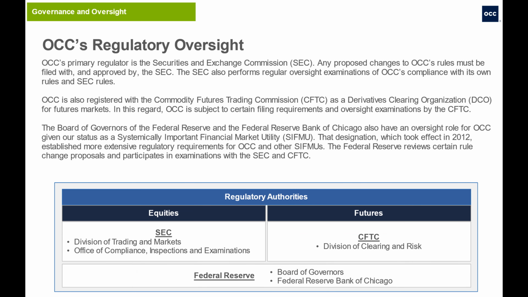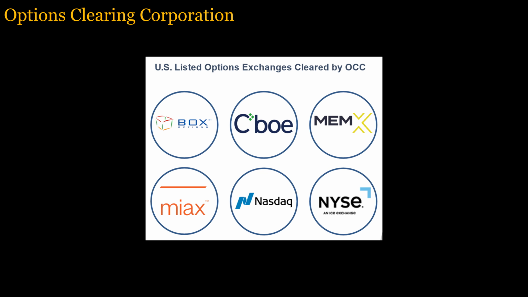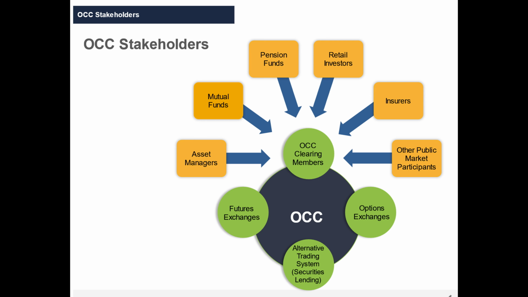Like most important financial institutions, the OCC is regulated by federal authorities, primarily by the Securities and Exchange Commission. The OCC is owned by the 5 major stock exchanges. The OCC clears most of the standard option contracts in the United States. Most brokers are OCC clearing members, which allows the brokers to execute option trades for their customers.